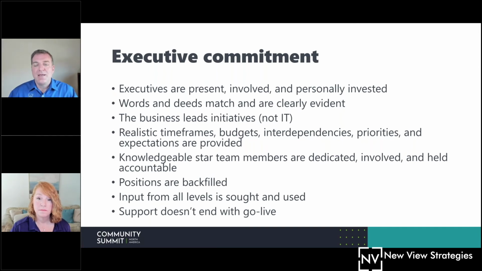They didn't say, which I see so frequently, hey, be on the project team and then also do your normal job. That never, ever, ever works. They found people to back them up so they didn't have to worry about that and they could be dedicated full time.